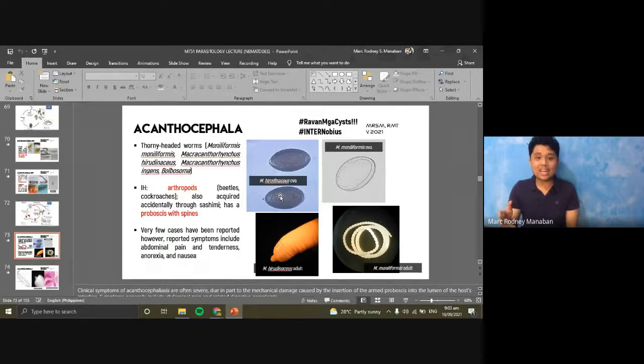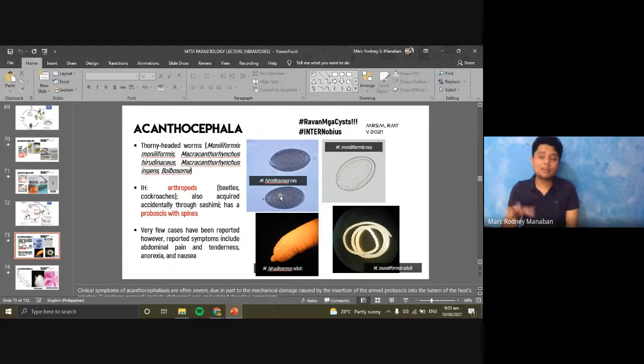Okay. Now, for thorny-headed worms or spiny-headed worms, the species you have are Moniliformis moniliformis, Macracanthorhynchus hirudinaceus, Macracanthorhynchus ingens, and Bulbosoma. These are the acanthocephala worms that infect humans. There are still a lot of other acanthocephala worms, but these are the ones that infect humans. Okay. Now, similar with Gongylonema, they use arthropods as intermediate hosts. Again, cockroaches or possibly beetles. Now, for humans, it is accidentally acquired, through ingestion of sashimi, the fish, no?